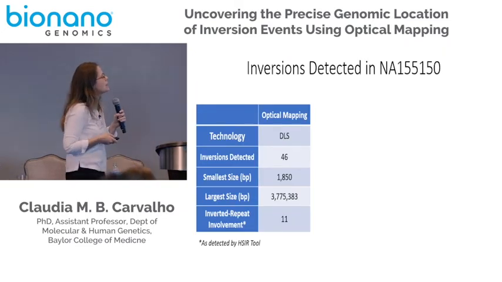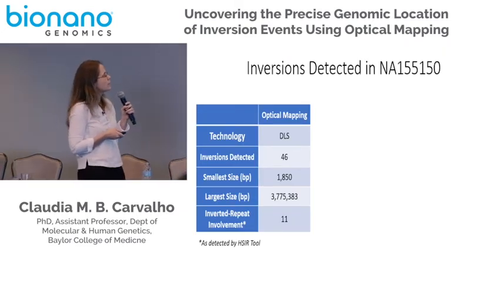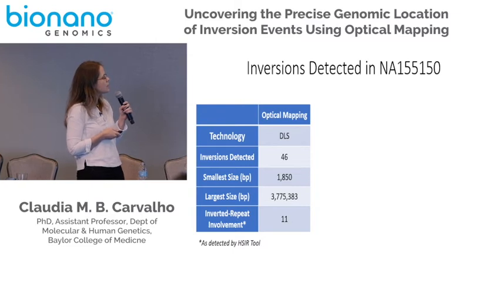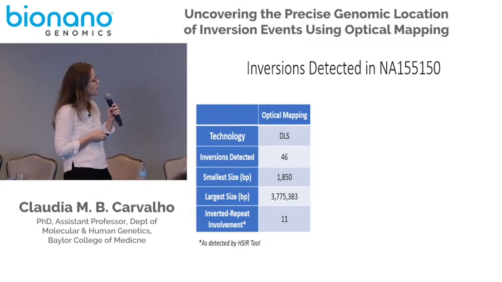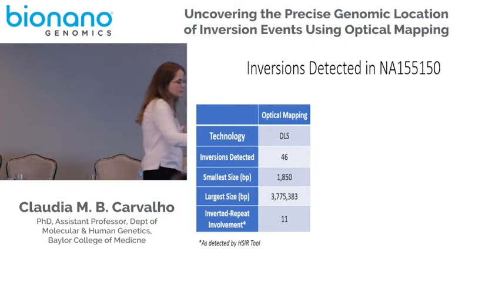So here is a summary of the data we observed for the Coriell sample. We used DLS technology. We detected about 46 inversions. The smallest size was 1.5 kb. The largest size, 3.8 megabase. And we observed that a quarter of those inversions actually are mapping within the inverted repeats that we detected.